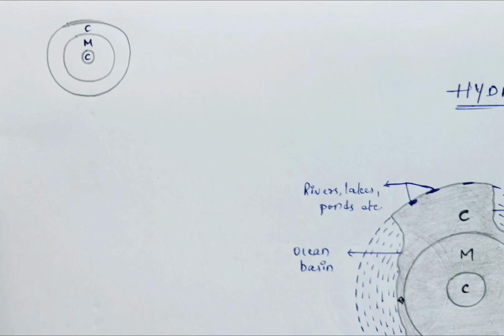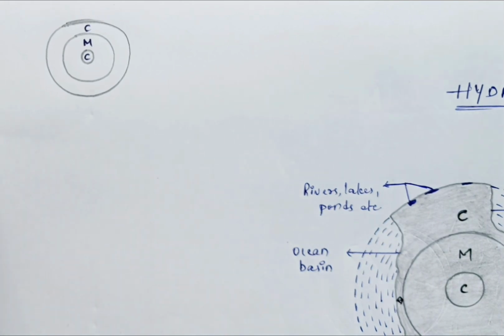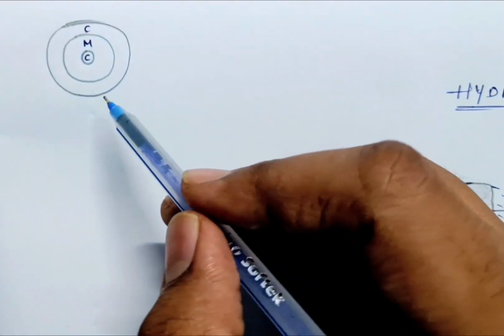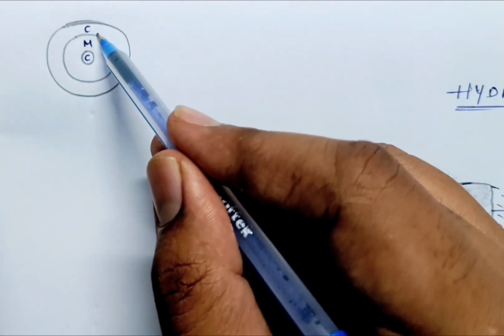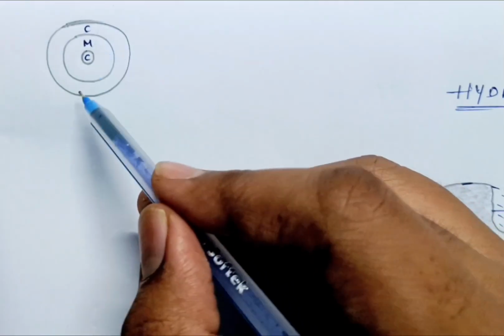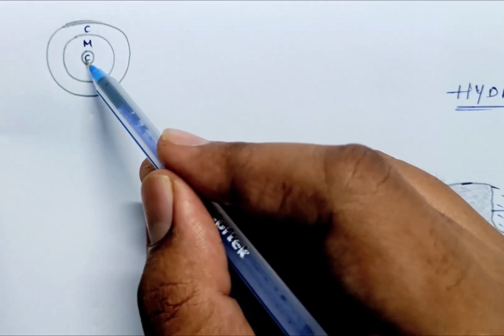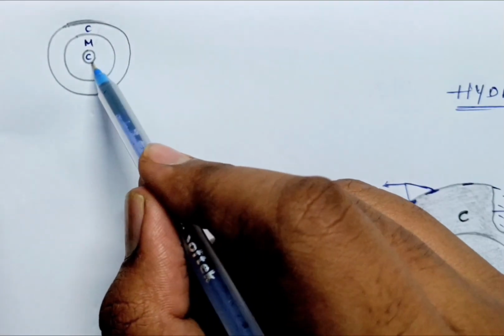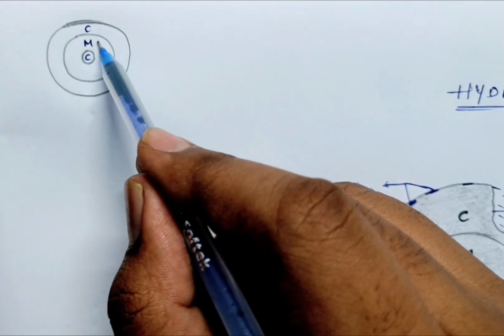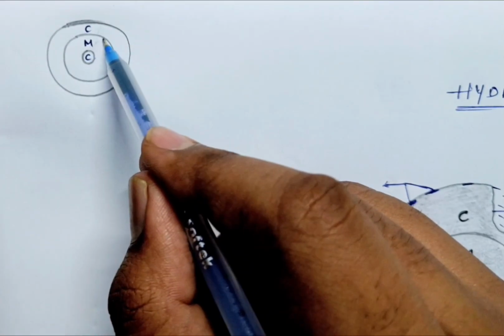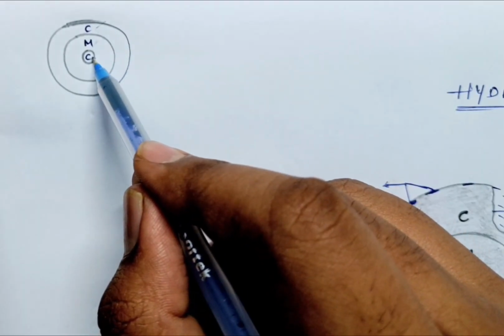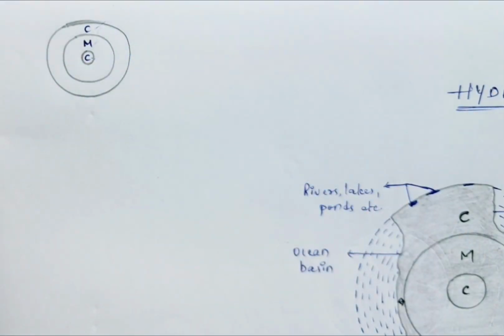So next is hydrosphere friends. Before going to hydrosphere, let us see what are the layers present in the earth friends. The top layer is crust, middle layer is mantle and innermost part is core. Crust, mantle, core. Middle one is M for middle and M for mantle. Top layer is crust and inside part is core friends.